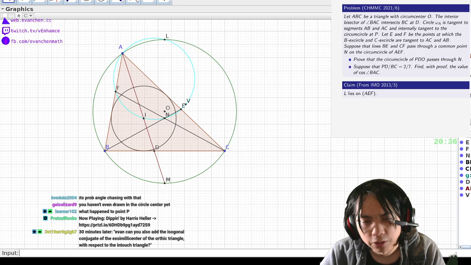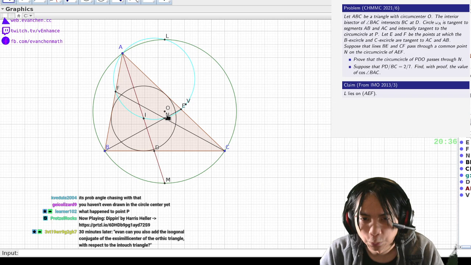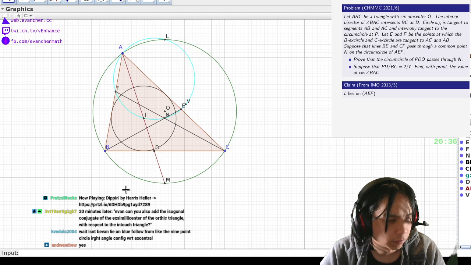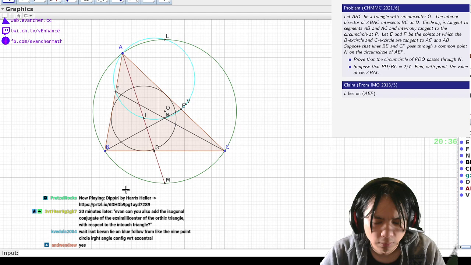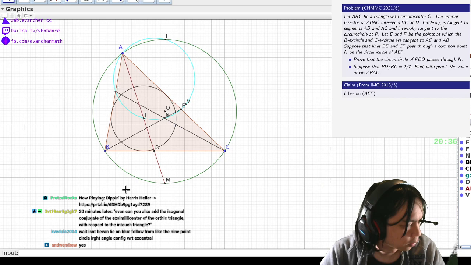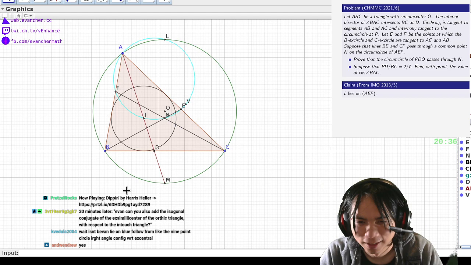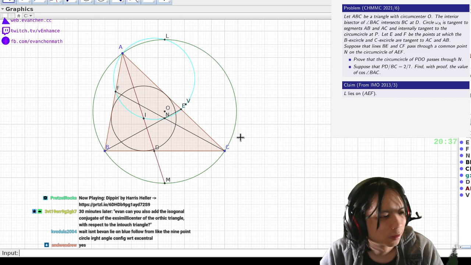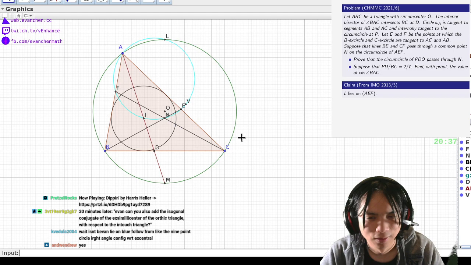What does it mean if I have a complete quadrilateral and this point N lies on this circle? Like, just from the complete quadrilateral, nine-point circle right angle config with respect to the excentral. Which nine-point circle right angle config? Wait, what did I miss? The heck? Wait, how'd you get that?